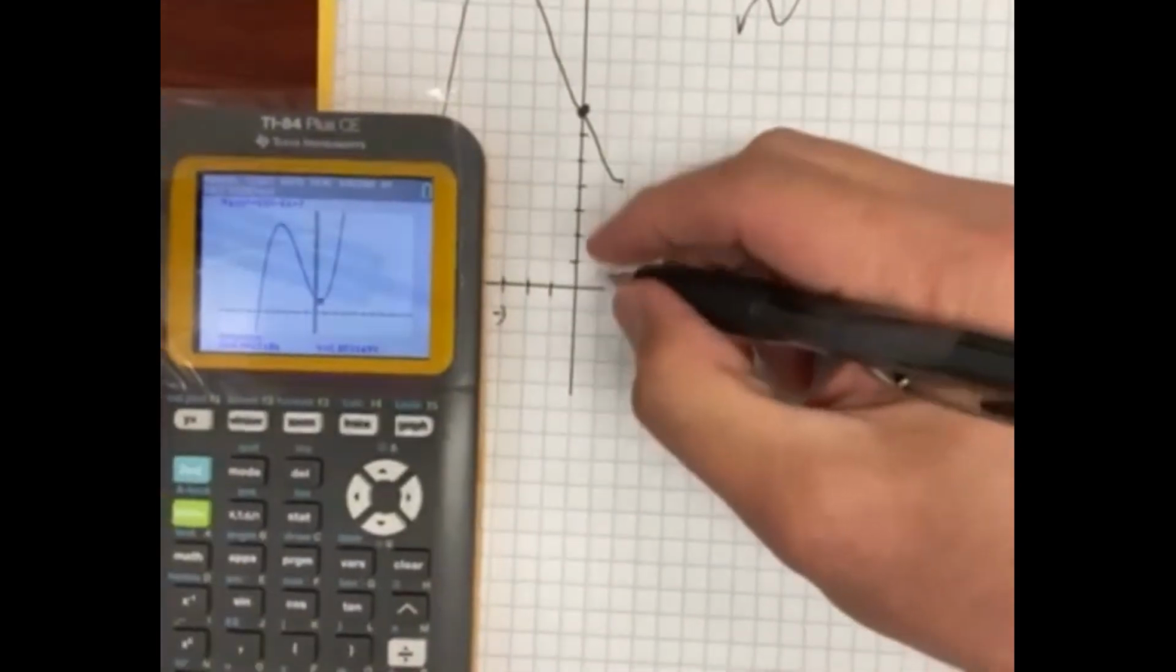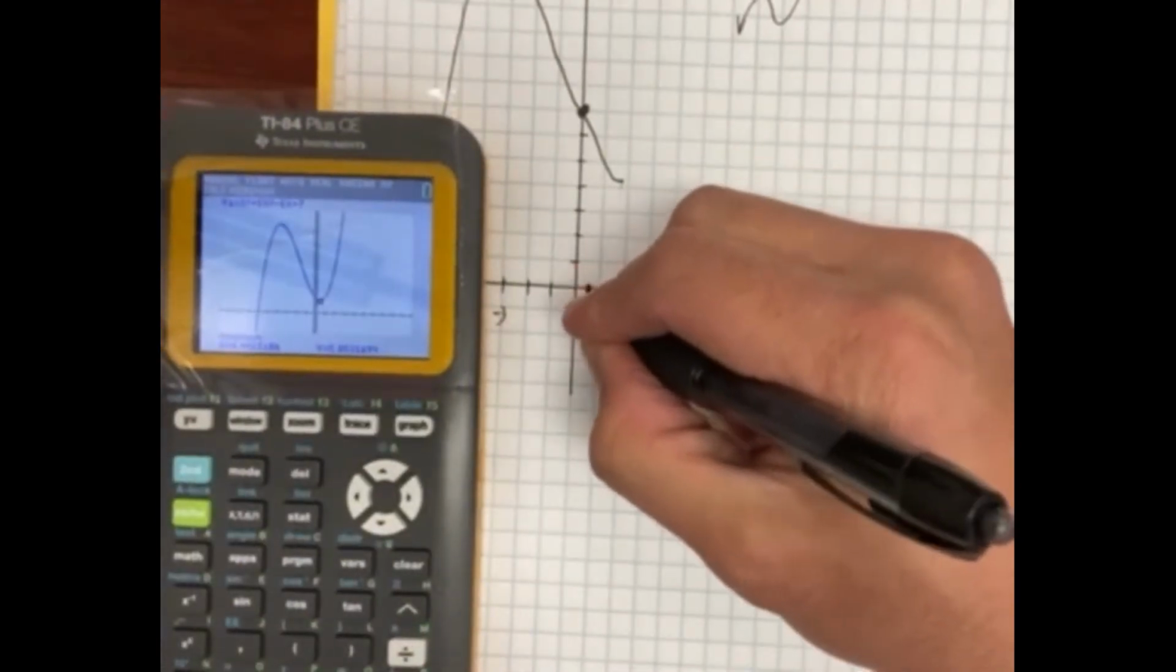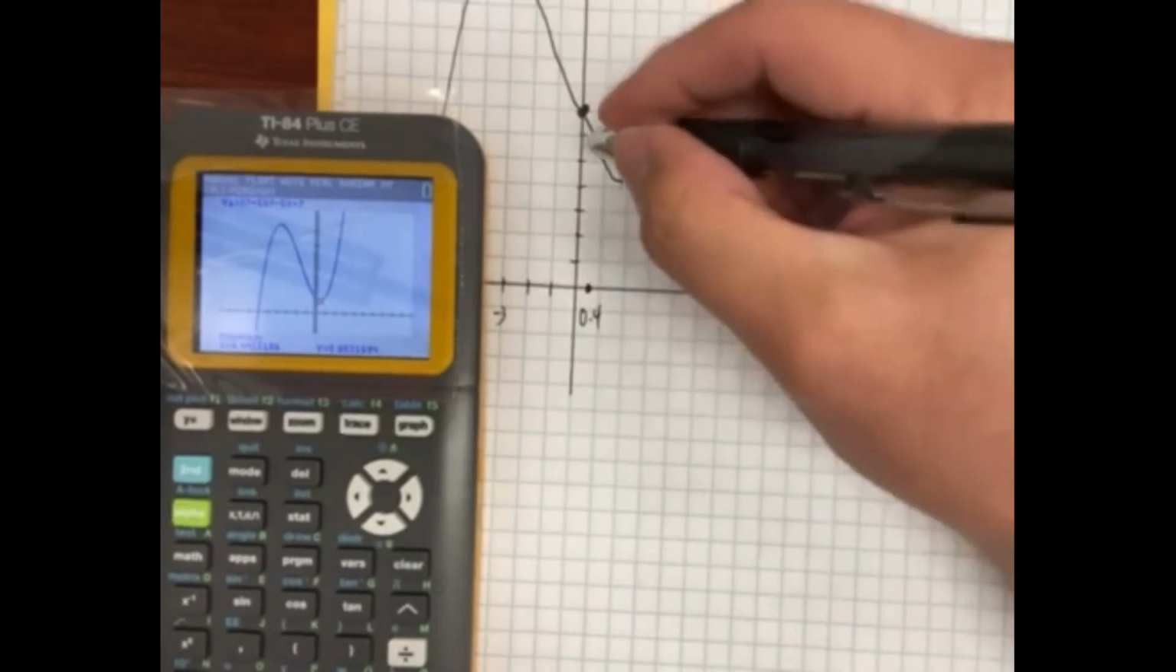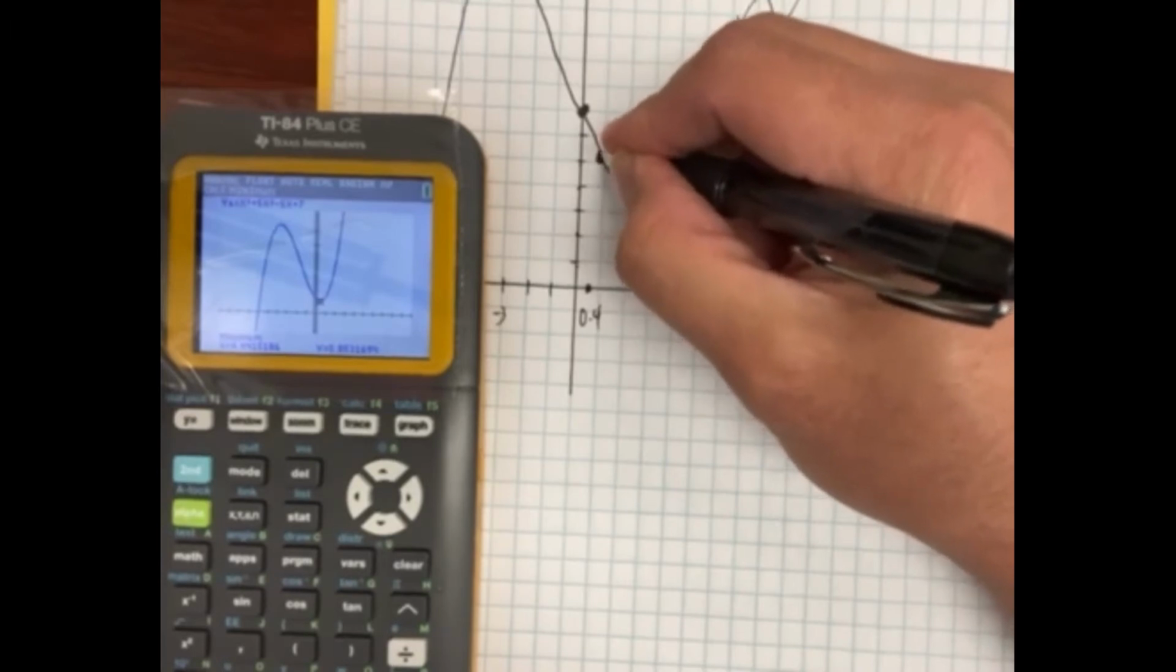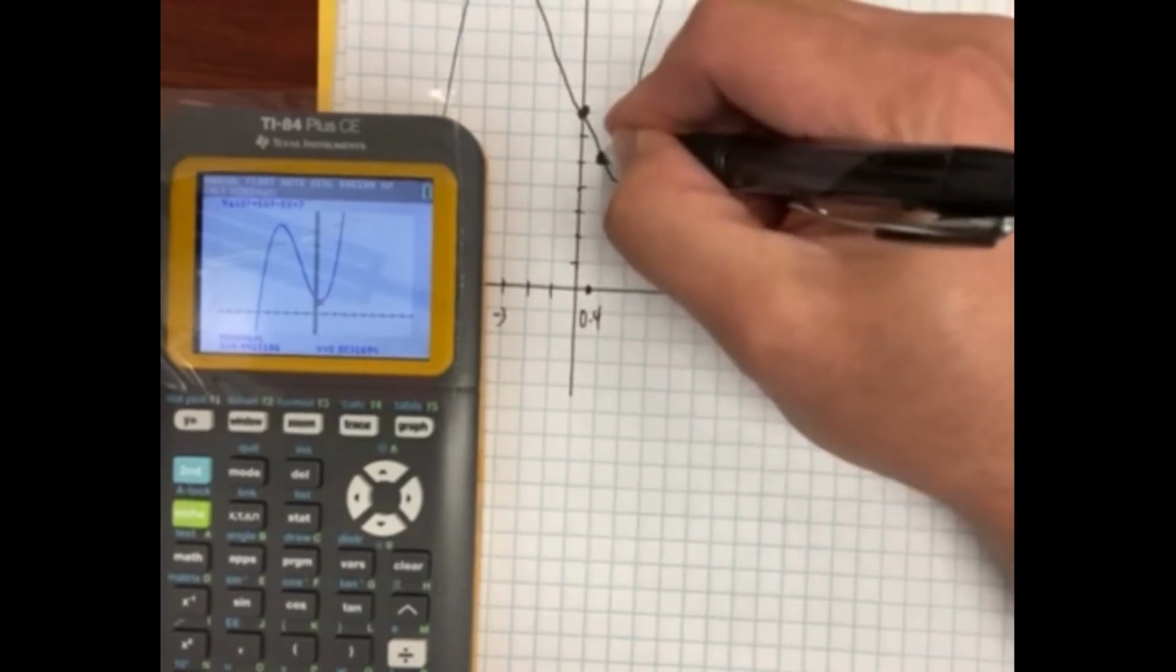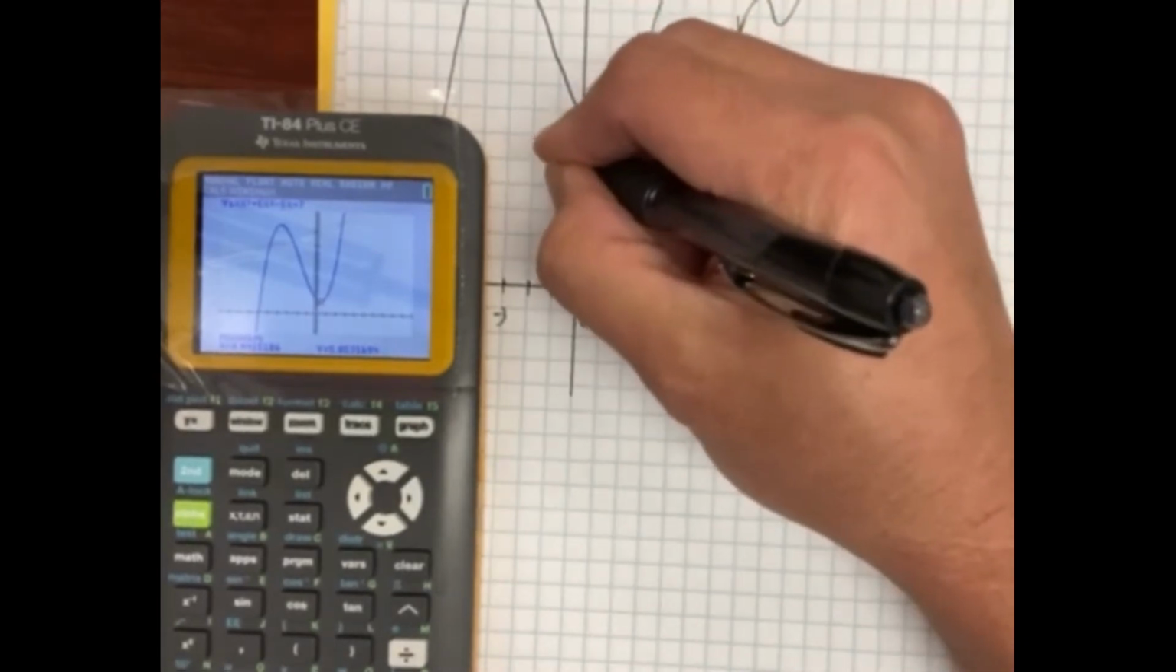So 0.4 is somewhere here. Let's say this is 0.4. And 5.8, 1, 2, 3, 4, 5. Let's say this is 5 here. So the graph picks up from here. Okay, so this is 5.8.